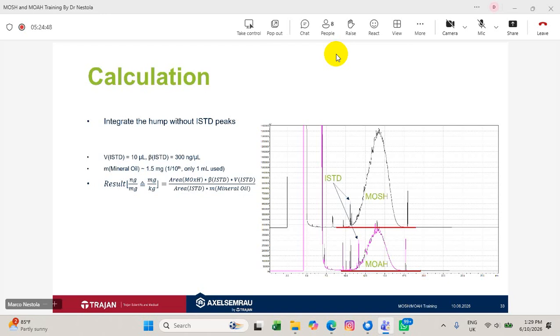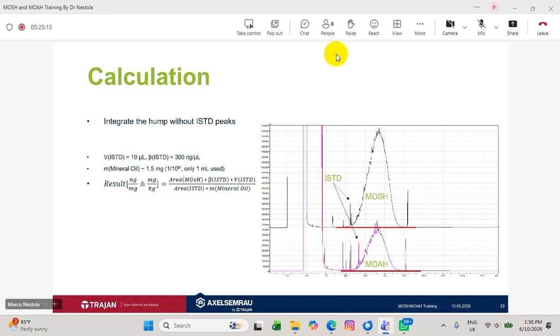I marked for you the peaks used for quantitation. That's on the MOSH fraction, the first one here, and for the MOAH fraction, it's the last one here. Okay, so these are the peak areas you need for the quantitation. And then I put in here the formula for the quantitation.